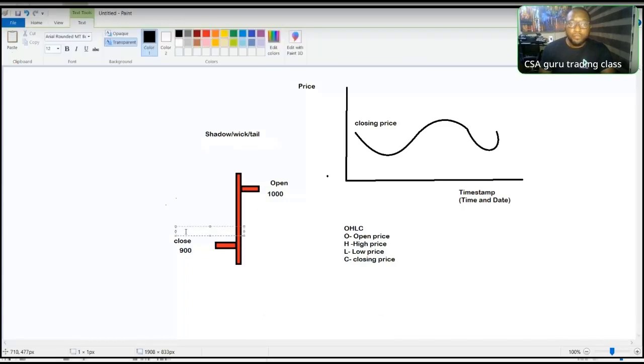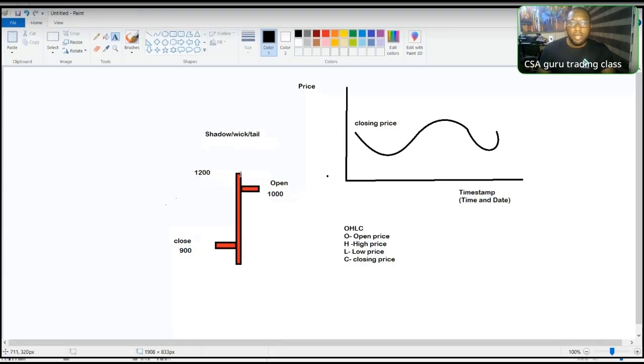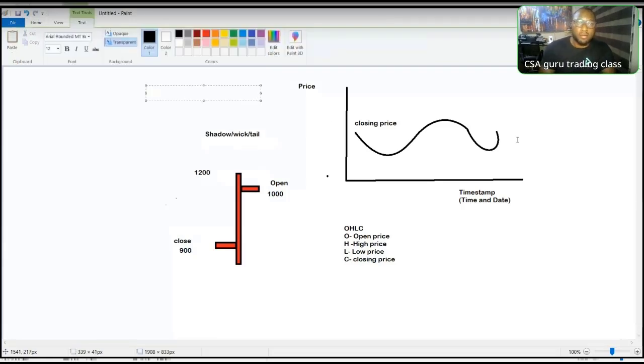Okay. So the price opened at 1,000 and went up to around 1,200, right? And got rejected. The buyers, that is the bulls. Either I use bull or buyer, and bear equals sellers. So if you hear me say bull, it means buyers. If you hear me say bear, it means sellers.